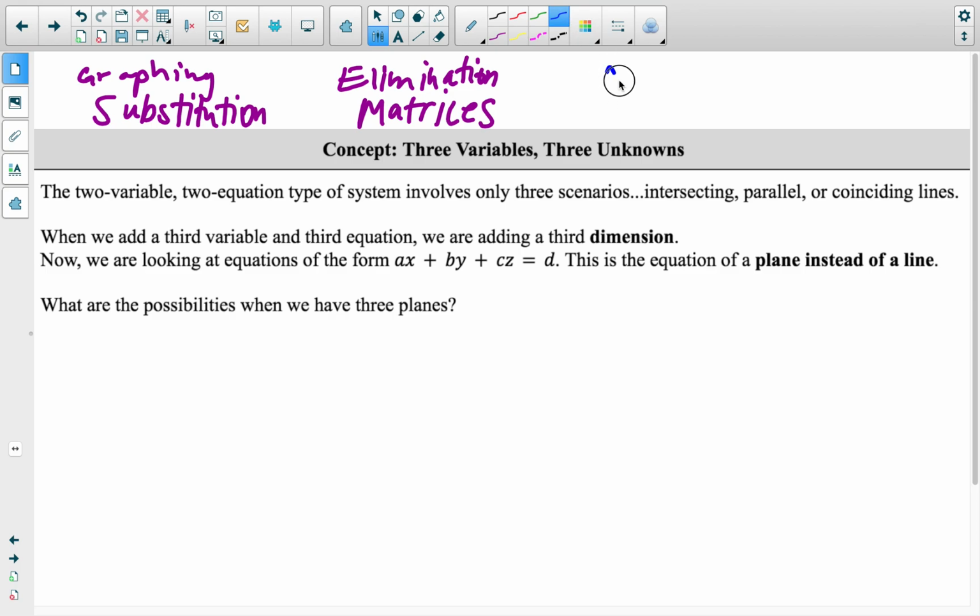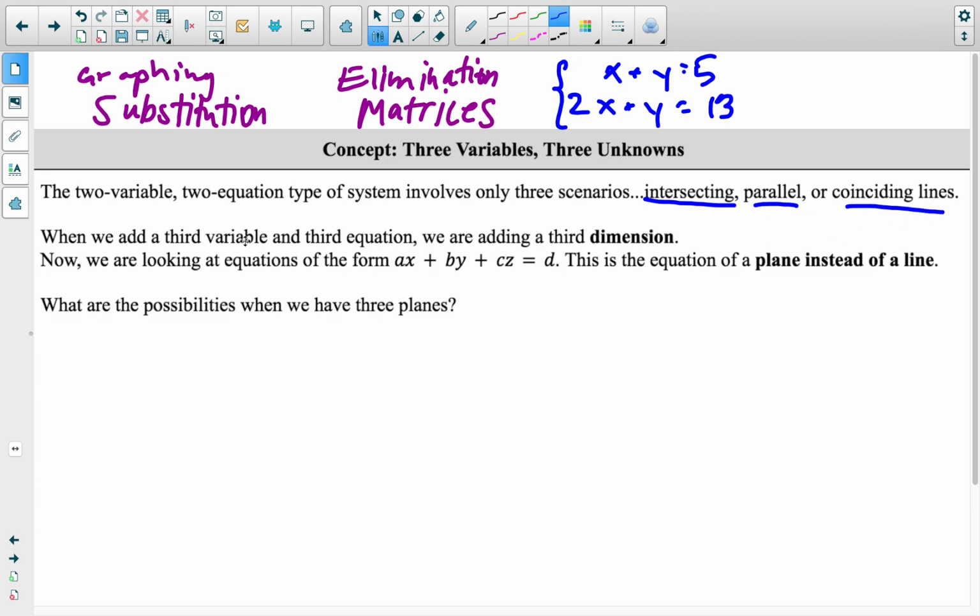But this time, instead of solving systems like x plus y equals 5 and 2x plus y equals 13, instead of having a system in 2 variables, now we're going to have a system in 3 variables. And when we do that, we're adding a third dimension. With this system in 2 variables, we only have 3 possible scenarios. We have intersecting, parallel, or coinciding lines, meaning those lines are the same.